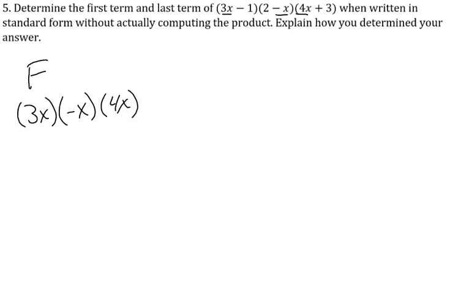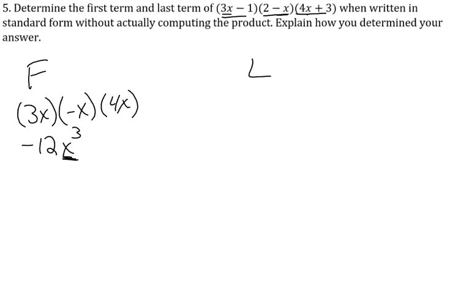Again, this comes from the distributive property, but we can do this quickly. 3 times negative 1 times 4 is negative 12. X times x times x is x cubed. So the first term of this polynomial is negative 12x cubed, which makes sense because I'm multiplying 3 linear factors together. The product of 3 linear factors should be something cubic.